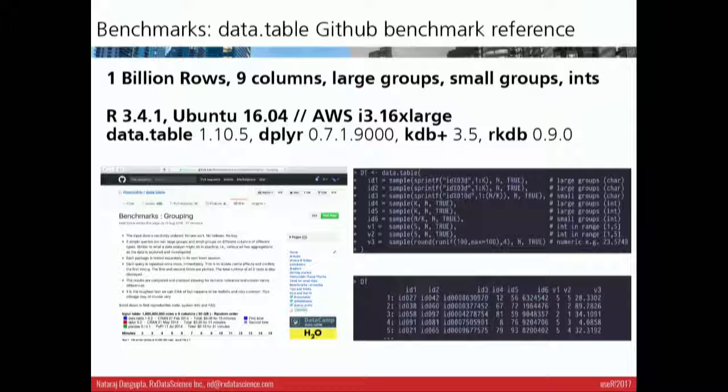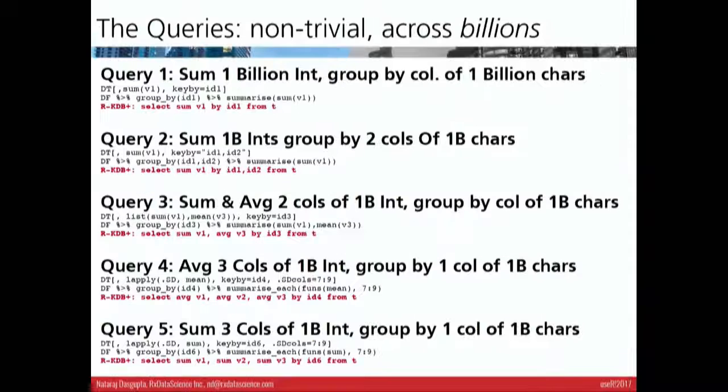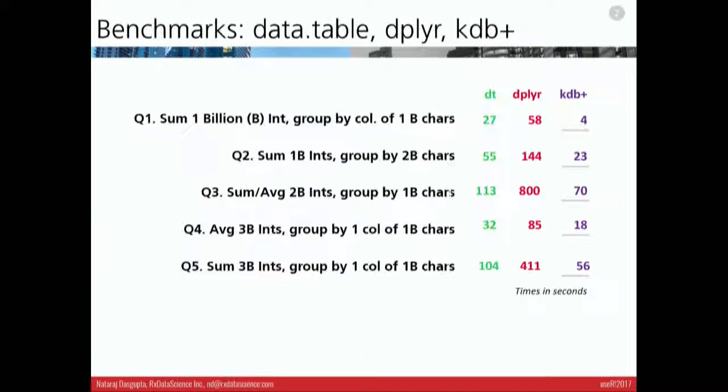So I used the GitHub benchmarks for data.table as a reference, just to show the comparative timings of data.table, dplyr versus KDB+. And this is not a criticism of anything. I love all those packages. These are just some empirical results that I've been able to obtain. These queries are non-trivial. If we have 1 billion rows, we're going to do a sum across 1 billion rows, do aggregation across billions of values. So these are non-trivial, and thanks to data.table and these packages, we can still do them in R. So these are some of the comparative benchmarks.